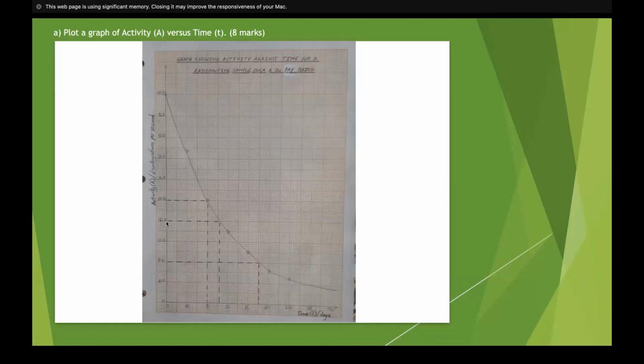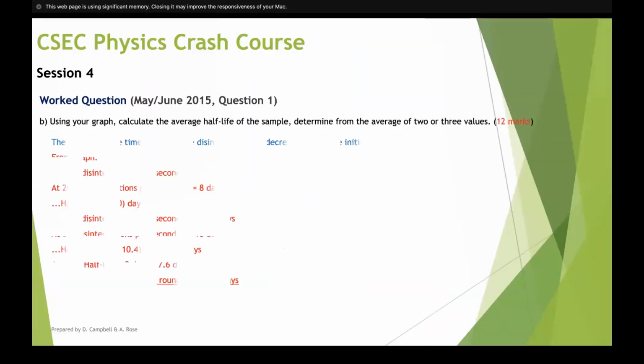You could also take the time at which the activity is 16 disintegrations per second and the time at which the activity is 8 disintegrations per second. So we would subtract, and we would have our 2 half-life values there and we can calculate the average, right?